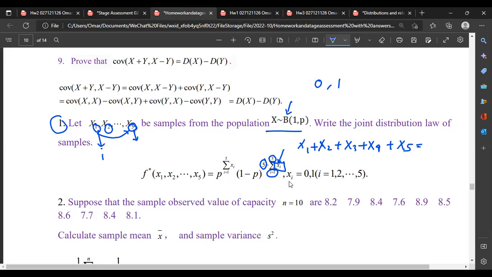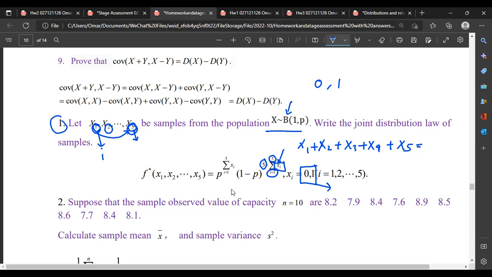And then here xi will be 0 or 1, because you see here xi, right? This means binomial distribution, either 0 or 1. And then our value of i is from 1 to 5. So this is just a simple notation.